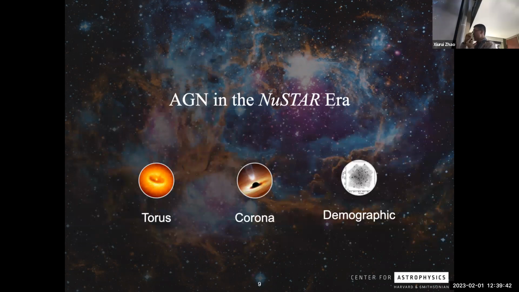So today I'm going to talk about three aspects that I have been working on in the last few years. Firstly, the AGN dense torus, the corona of the AGN, and also the demographics of AGN. But today, because of time limits, I'm going to focus on the first topic, which is the AGN dense torus.